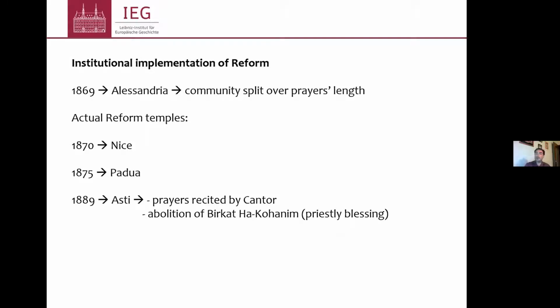Even more interestingly for today's topic, much before the official institution of Reformed temples, Reformed prayer books were published completely in the Italian language, not simply with an Italian translation parallel to the original Hebrew text, which can be found as early as 1802 to the best of my knowledge, but exclusively Italian texts.